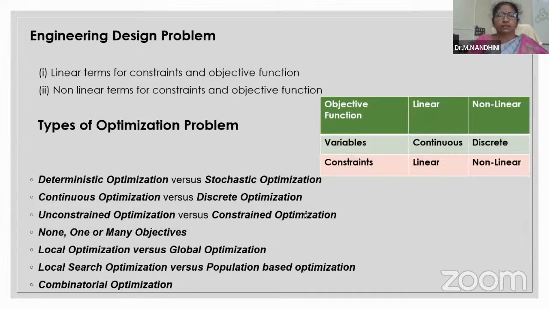So here the different types of optimization problems are given: deterministic optimization versus stochastic, continuous and discrete, unconstrained and constrained, one, none or many objectives, local and global, local search and population-based optimization, and finally combinatorial optimization. Deterministic optimization is nothing but, if your data is known to you, what you are aiming for is known to you, then that is deterministic. If it is not known, you are searching randomly, taking your step wherever you are looking ahead, then that is stochastic.